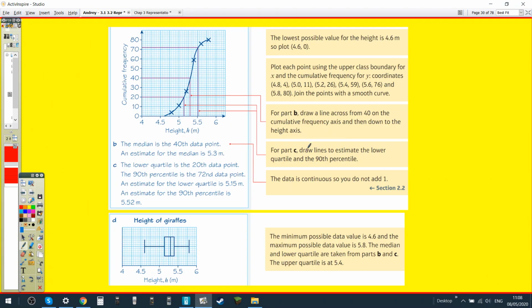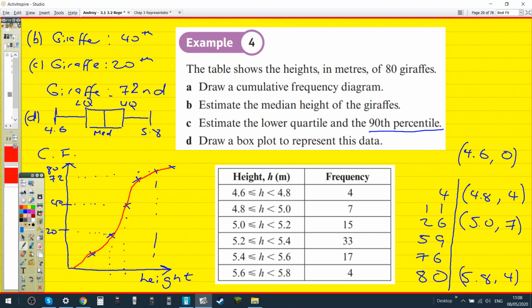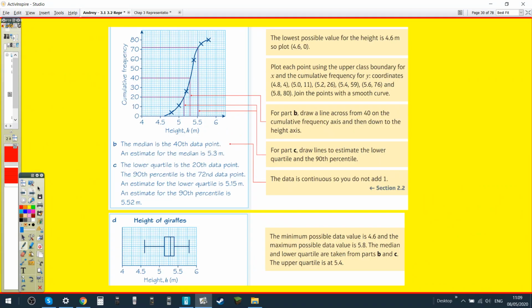40th is for the median. The 90th percentile is at 72. That's good. The data is continuous, so you do not add 1. So you could just do the 40th, and it would make almost no difference. That's why you don't do it. So usually for median, you do n plus 1 over 2. In this case, it would be 40.5. But the difference between 40 and 40.5 in these tiny squares is so little that you don't need to.